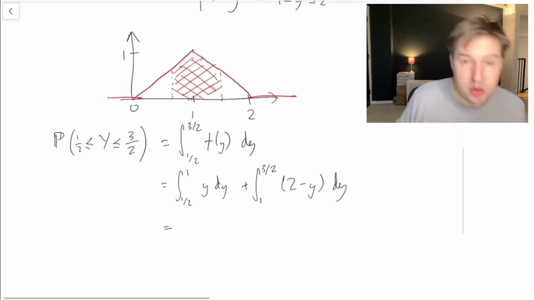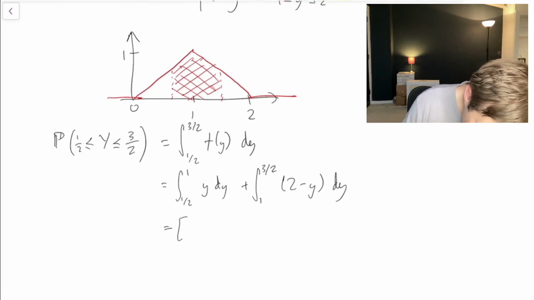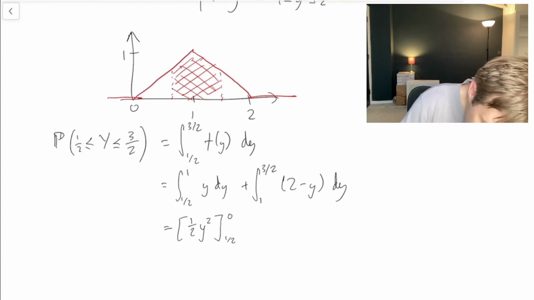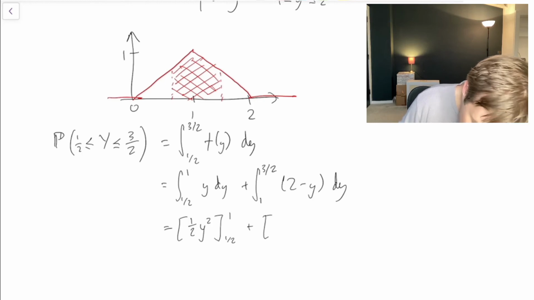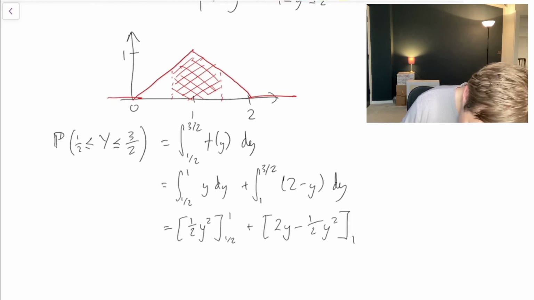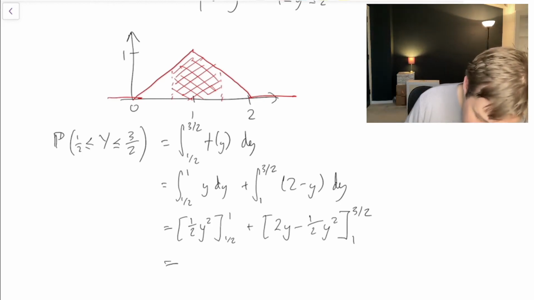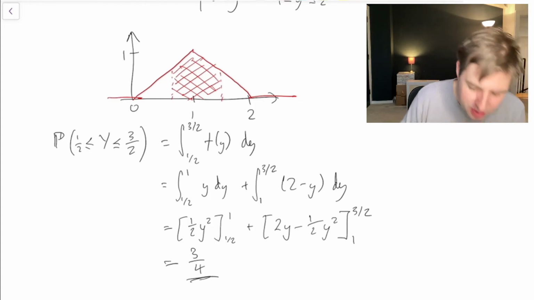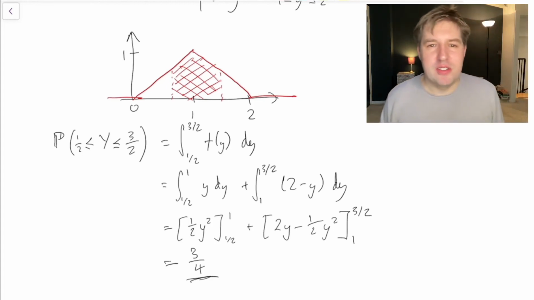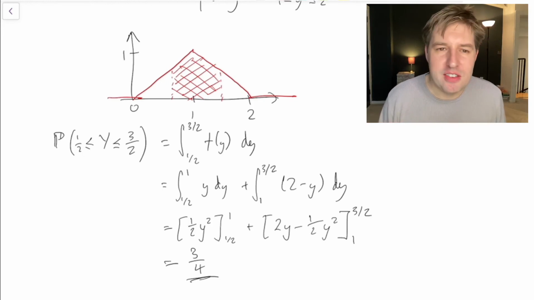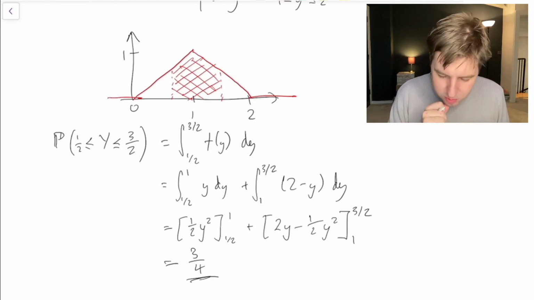So again, we just need to do the integration. If you integrate y, you get 1/2 y squared, up to 1 there. If you integrate 2 minus y, you get 2y minus 1/2 y squared, and that goes from 1 to 3/2. I put all that into my calculator earlier, and I found that I got 3/4. If you take that picture up there and split it into lots of little triangles, you can see that you're covering 6 of the 8 triangles, so that's 3/4 as well.